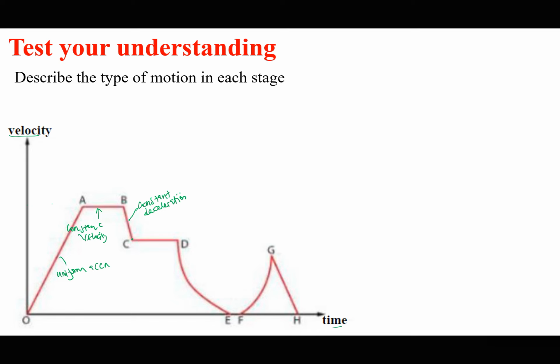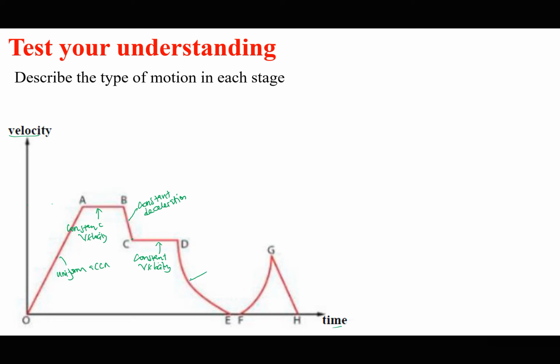But you may even find that the gradient here is higher than the gradient of OA. That means this deceleration may be higher than the acceleration in OA. Then CD is a horizontal line, so this is still constant velocity. However, the velocity of CD is lower than the velocity of AB.